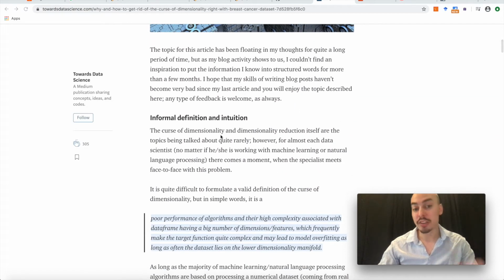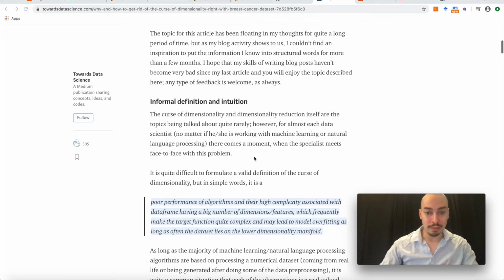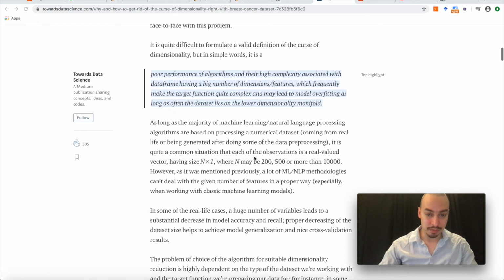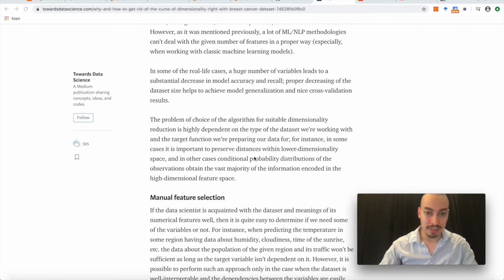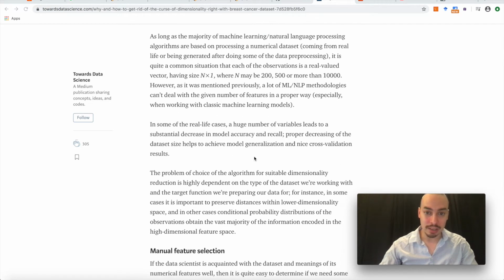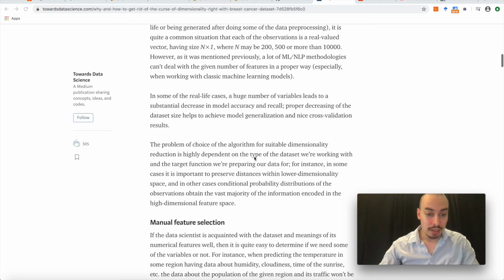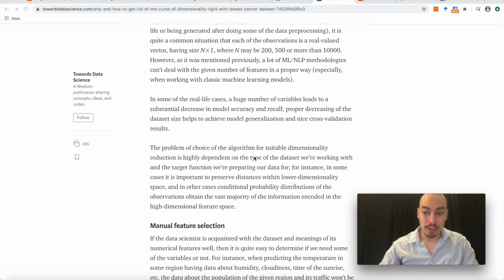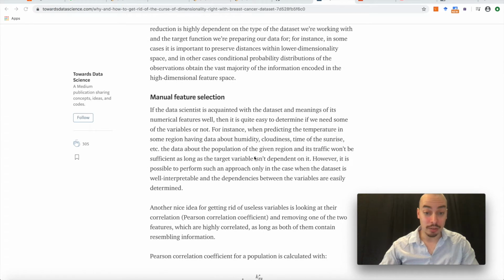First, why is it actually an issue? The curse of dimensionality and dimensionality reduction itself are necessary to be talking about. The problem is that you have a lot of data, and some of it might be highly correlated, and some of it might not contribute to your problem at all. In order to tackle this, they go into deep depths here to come up with all the different ways on how to tackle that.